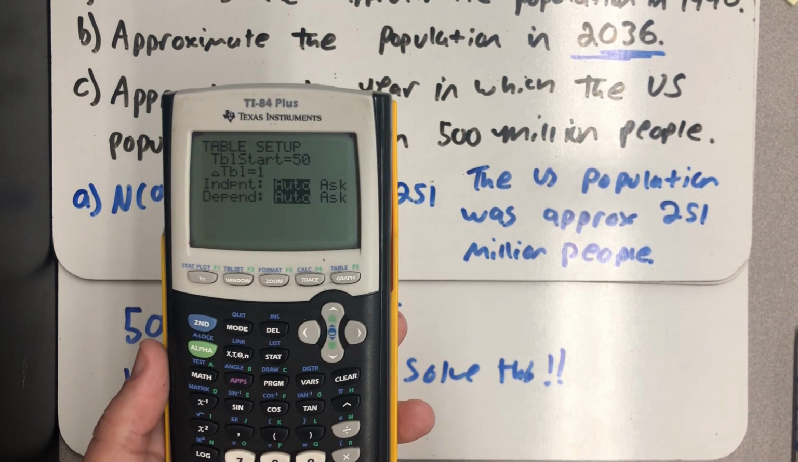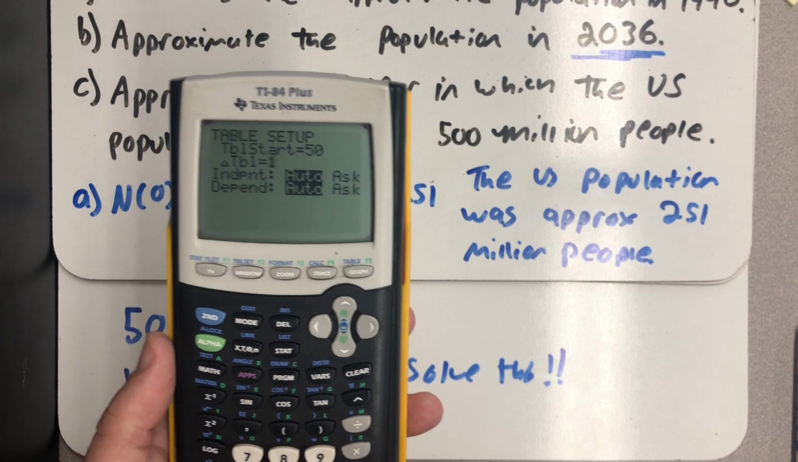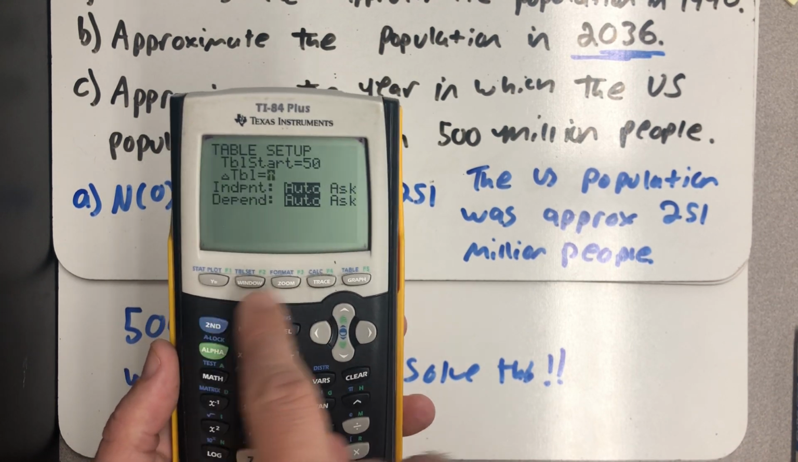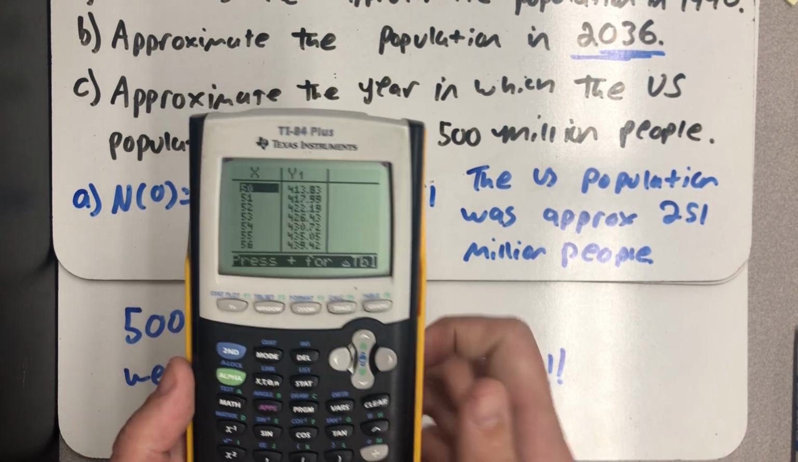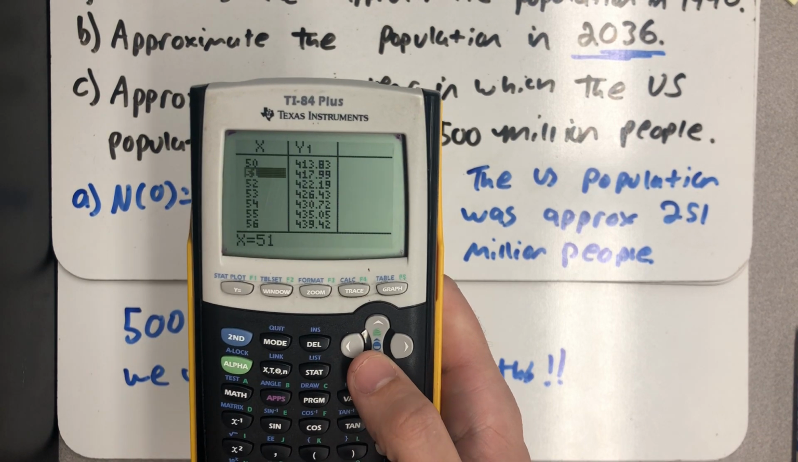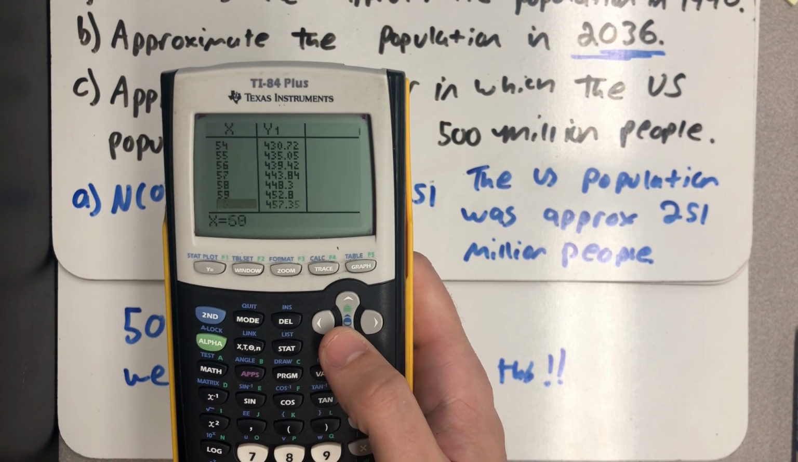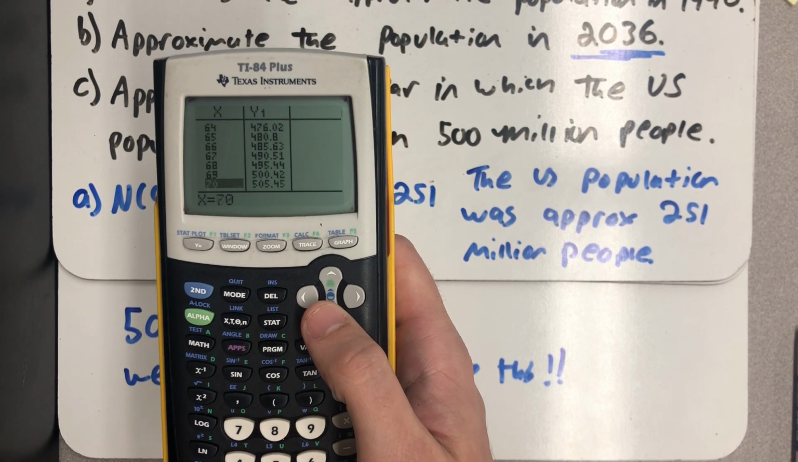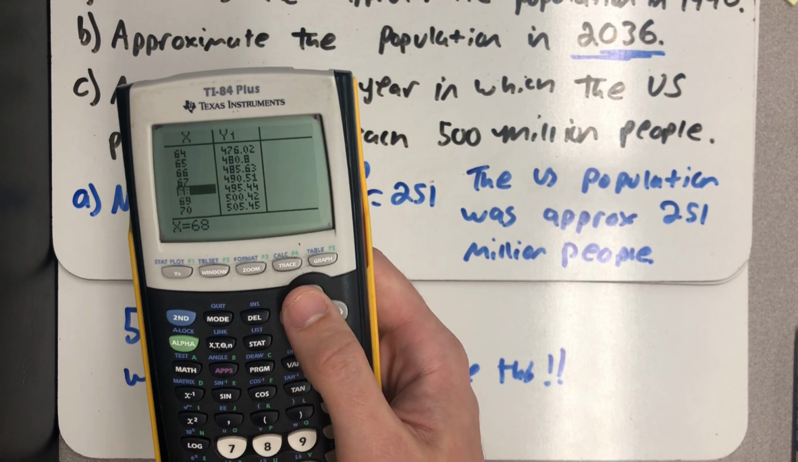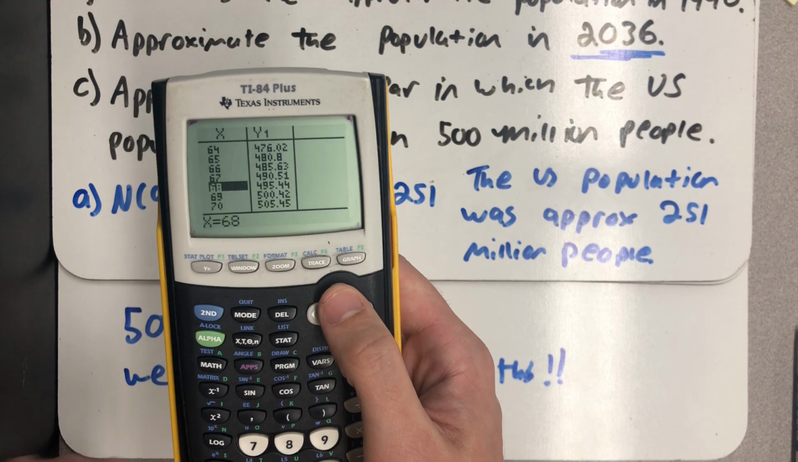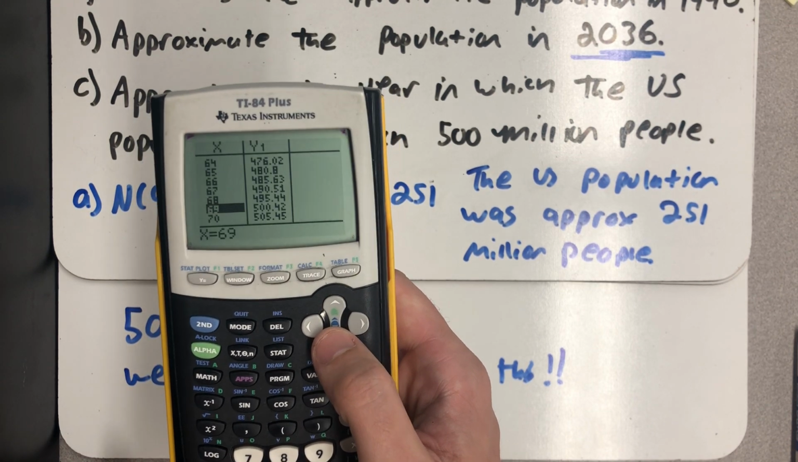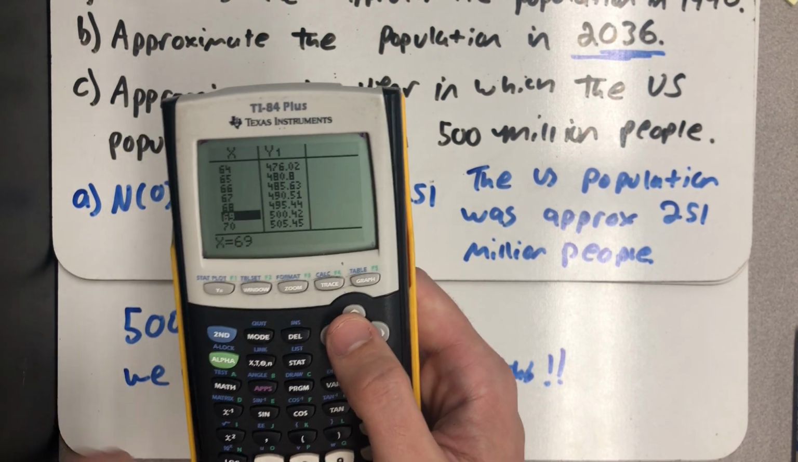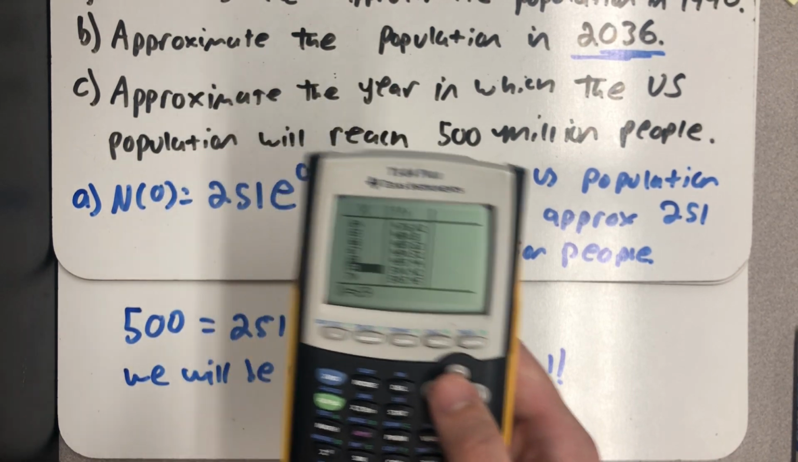We could scroll through the whole table if we had to. So now that I have that set up, I'm going to hit second and go into the table. And what I'm going to do now is scroll down until I see 500 in the column for Y, because that will be 500 million people. So it looks like it happens between year 68 and year 69. I'm going to go with the 69th year.